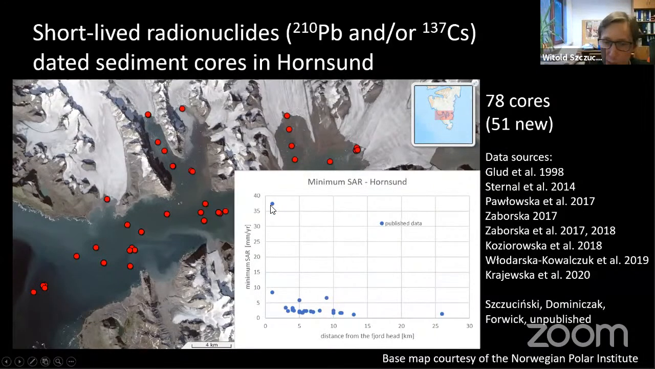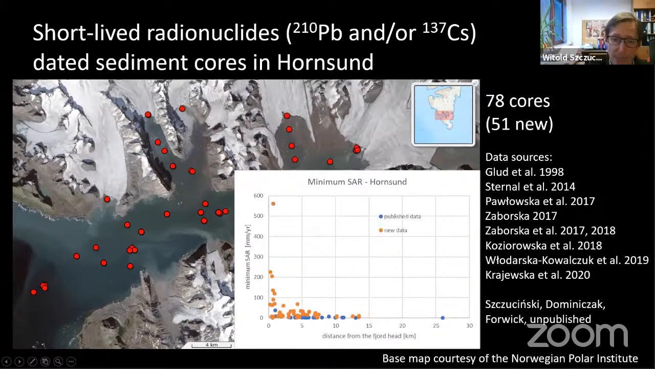in some cases a little bit higher. But again, if we got just a single data point in the order of 40 millimeters per year, it may be a very specific site, a kind of sediment sink, trapping effect or whatever. However, when we add the new data to this data set, then first of all, we change the scale. The 40 millimeters per year is right here. We got a number of sites with accumulation rate which is much, much higher, in the order of several tens of centimeters per year.